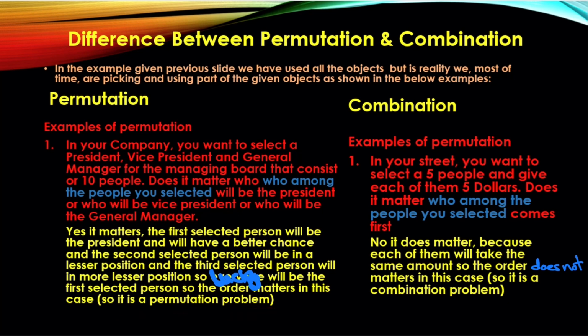But if we take another example, and this example is not permutation, if we take another example of combination.